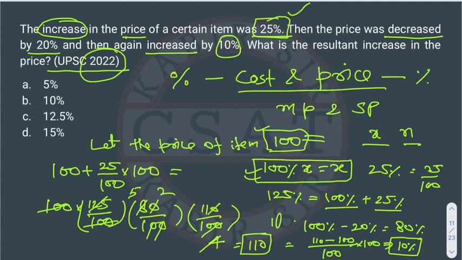So what will be the answer? The answer will be option B, 10%. So the final resultant change is an increase, because the price got increased. The initial price was 100, but the final price is 110. So it got increased, and by how much percentage? 10%. So this is the right answer. Okay, I hope you all understood this, right?